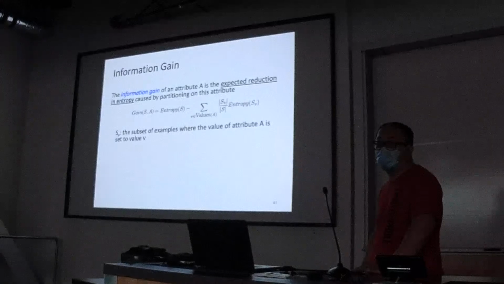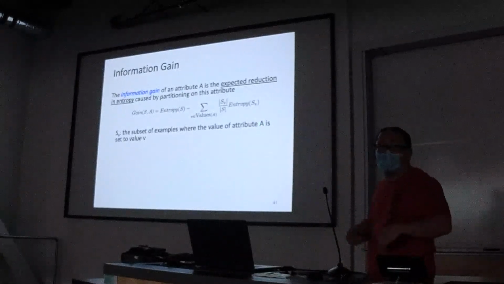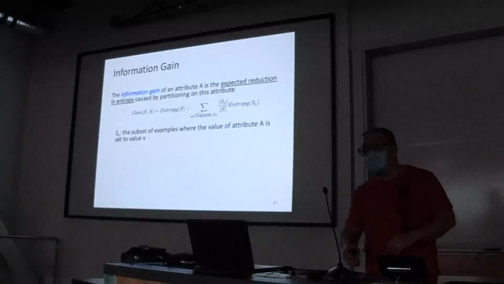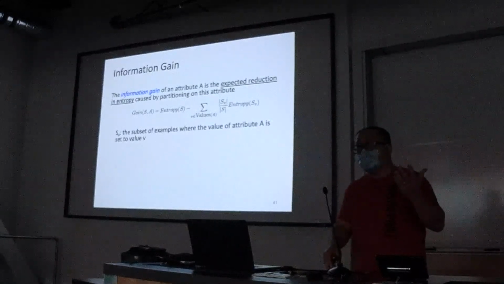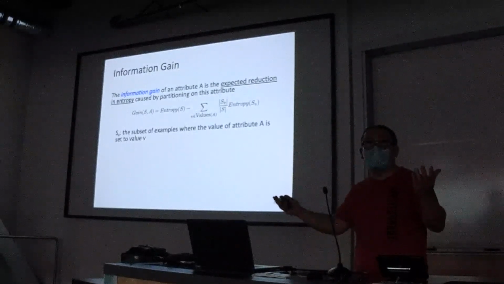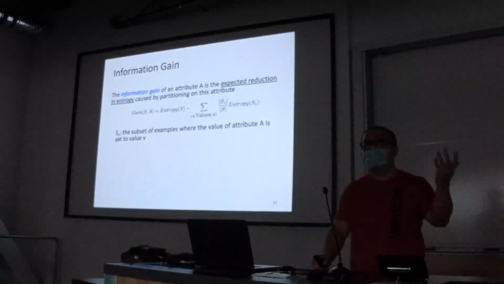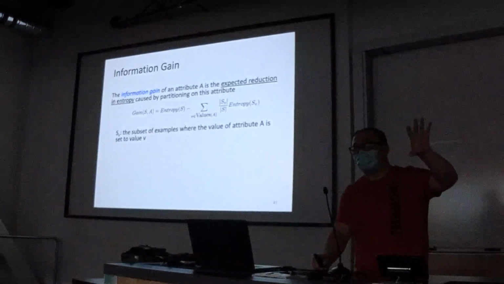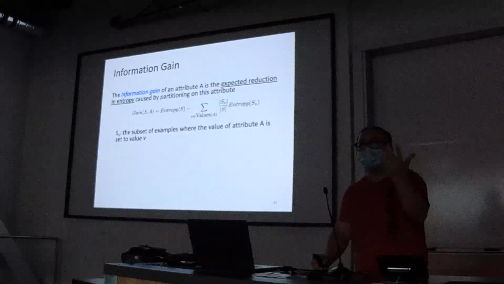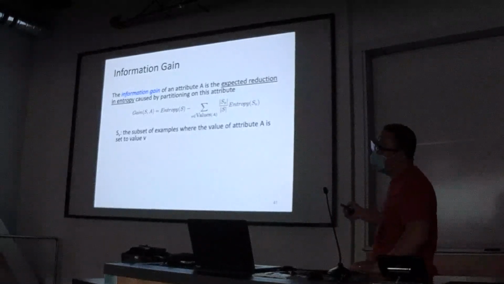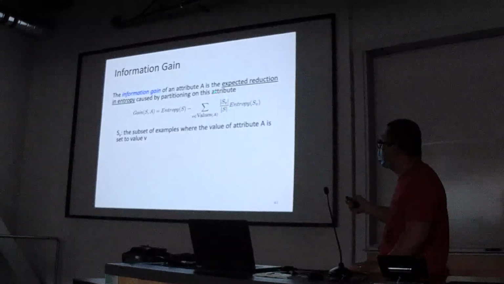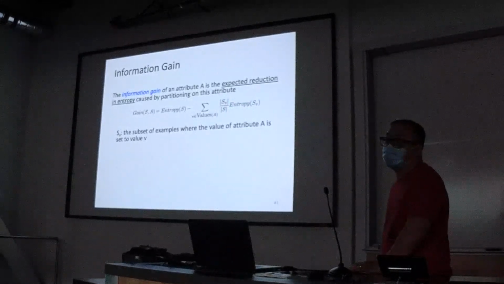Well, if subset S_v is the same size as subset S, then you haven't reduced it. Yeah, exactly. Because we need to consider the importance of different subsets according to their size, right? Consider you have one subset which contains like 1,000 examples, and the other only contains 10 examples. Of course, the purity of those 1,000 examples is more important than the purity of those 10 examples. Right? That's why we should weigh the entropy of each subset according to their size.